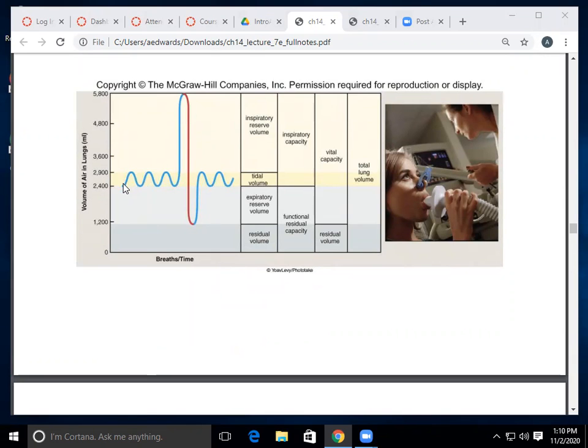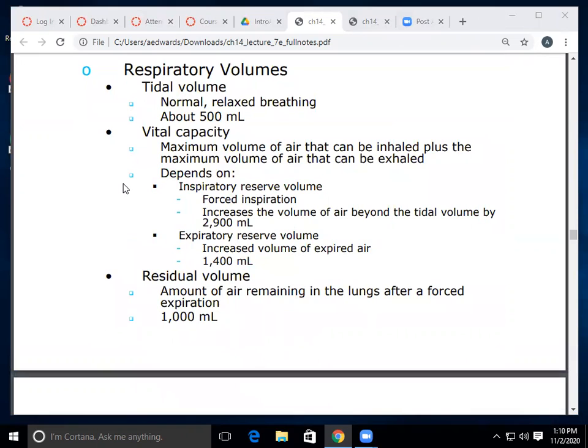That's your normal breathing. Your vital capacity is your maximum volume of air you can inhale, plus the maximum volume of air that you can exhale. It depends on some other factors like your inspiratory reserve volume, which is forced inspiration, forced breathing in. It increases your volume of air beyond what you would normally get in tidal volume by almost 3 liters. You also have the expiratory reserve volume, or forced expiration. You're increasing the volume of the air you exhale, and that's about 1.4 liters.